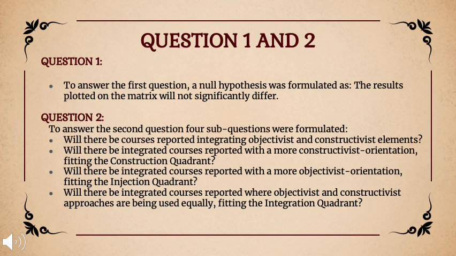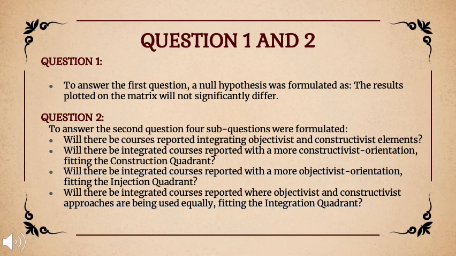So with regards to the two questions, to answer the first question, a null hypothesis was formulated. The hypothesis they came up with was that the results plotted on the matrix will not significantly differ. And to deal with question number two, they came up with four sub-questions.